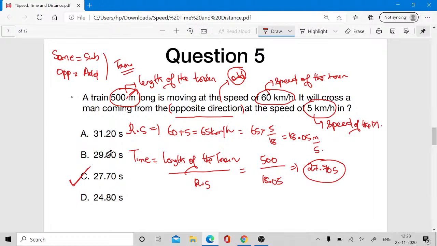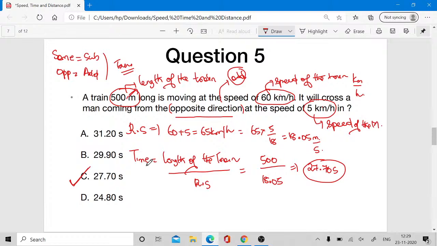First thing you have to find out whether they are coming in the same direction or opposite direction. Opposite direction मतलब दोनों speed को add करेंगे. Add करने के बाद we'll convert it into meter per second because this is in kilometer per hour. So 65 into 5 by 18 we will do. 5 by 18 is the normal thing we do for the conversion of kilometer per hour to meter per second. You'll get it as 18.05 meter per second.